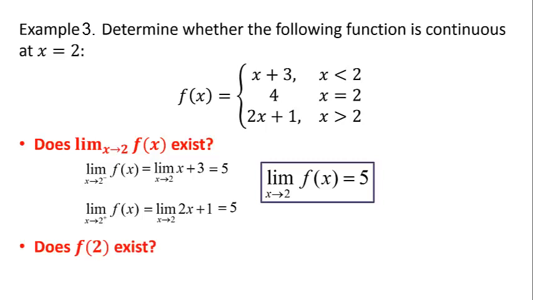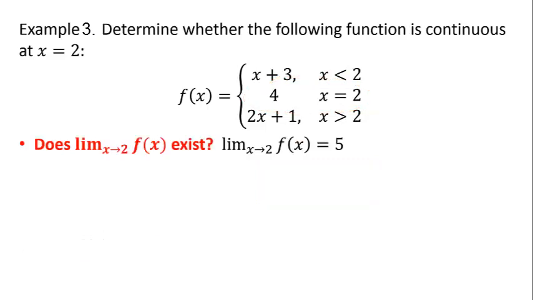Our second condition for continuity says that we must check whether the function exists at x equals 2. Based on our definition of f, we see that when x equals 2, the function is defined to be 4, and so f of 2 equals 4. Okay, so we found that the limit of the function as x approaches 2 equals 5, and the value of the function at 2 is 4.